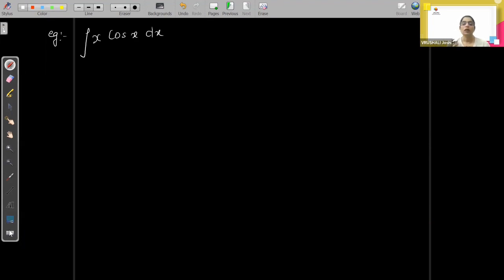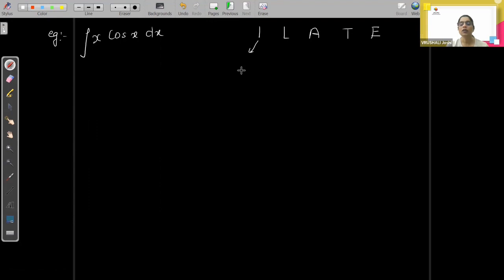Now you can select which should be your first function. कैसे select करेंगे इसे? How to do that? So for which we have ILATE, correct? So how to select the first function, the second function? ILATE, correct? We know what it is, right?